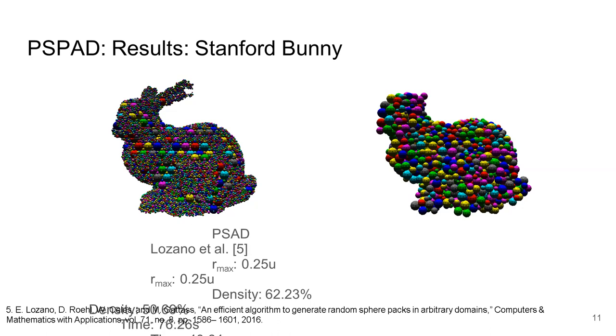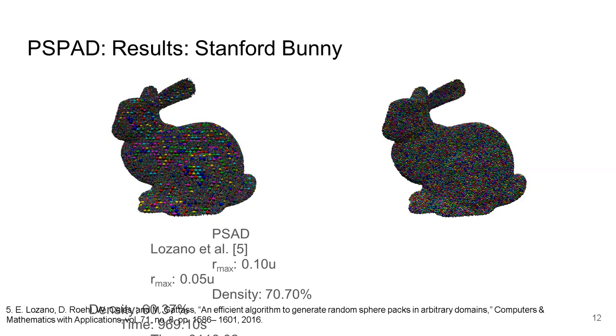In the visual result, you can see my method is the best. It can be observed that there are errors and missing parts in the Lozano method. Because of this, the radius was reduced in order to increase the density of the Lozano method. You can see the result of this. In PSID, my method, the density is 70%. In the Lozano method, the density is 60%.